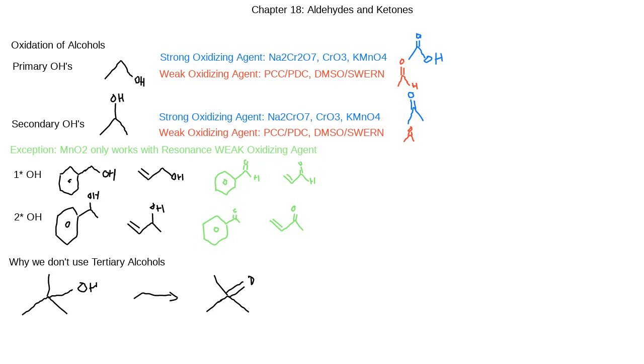All right, so hopefully that makes sense on oxidation of alcohols, to go from an alcohol to a ketone or an aldehyde. And of course, if it's a strong oxidizing agent, it can even go to a carboxylic acid. Know the differences between the strong agents and the weak agents, between primary alcohol and secondary alcohol, between the regular ones and the exception, MnO2, and also understand why we don't use tertiary alcohols.